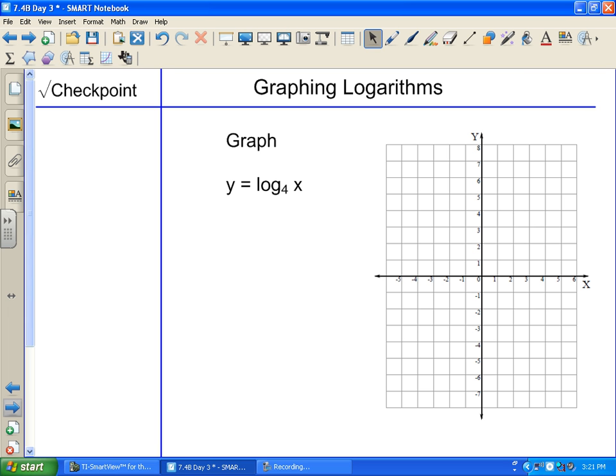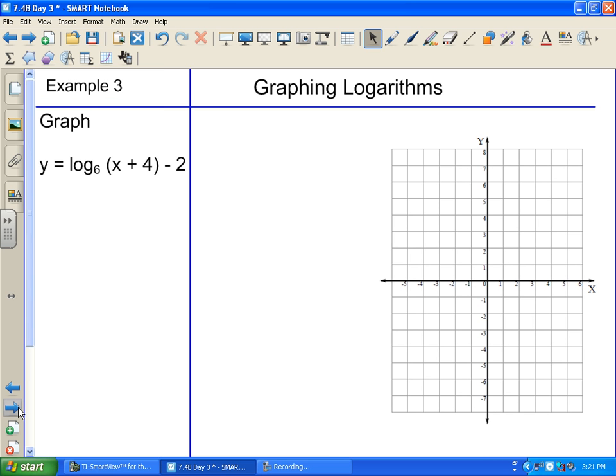Okay. Should have done that. Should have been pretty easy. 2 points, domain and range, get it graphed. Mr. Wood, this is so easy, I'd like to do something harder. Okay, here you go. Y equals log base 6 of x plus 4 minus 2. That looks a lot harder. Really? It's not.